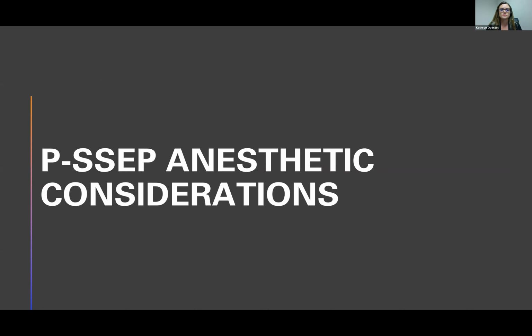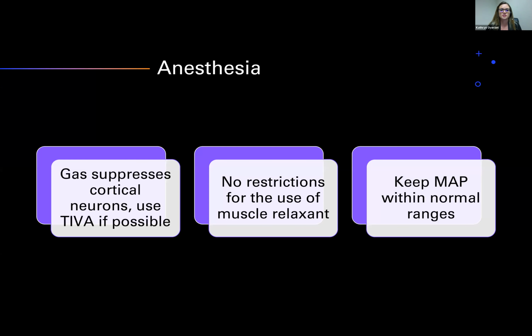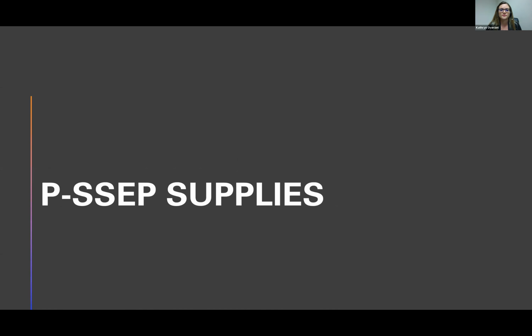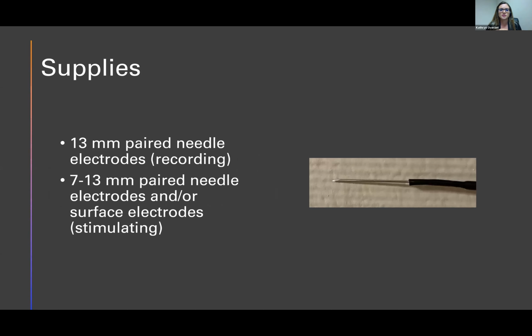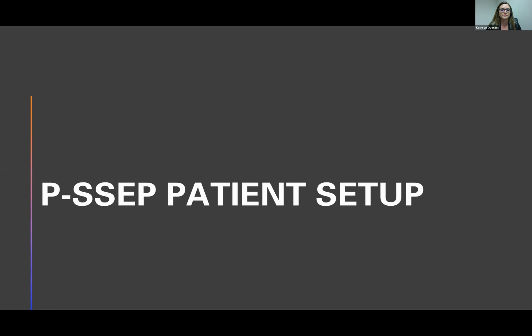So that is why that is the closest location we can actually get, as you can see from the picture. So anesthetic considerations, really the same as you would for any SSEP. The supplies, you could use a 7 to 13 millimeter paired needle electrodes or the surface electrodes for stimulating. And then of course your head leads for recording.